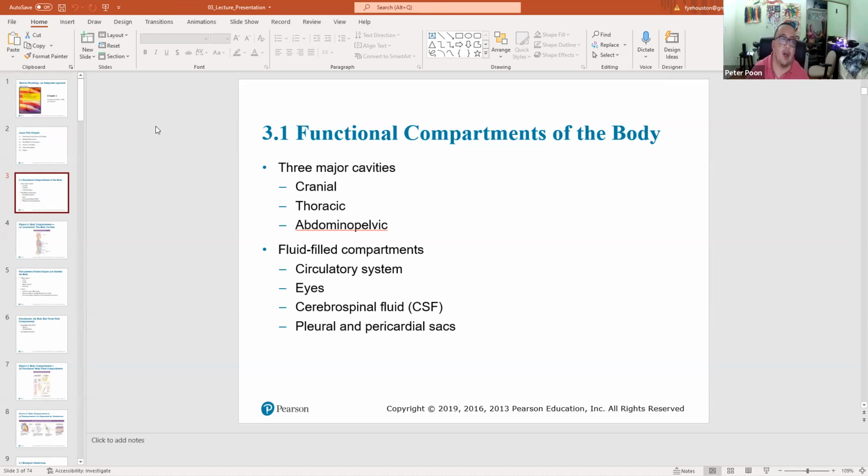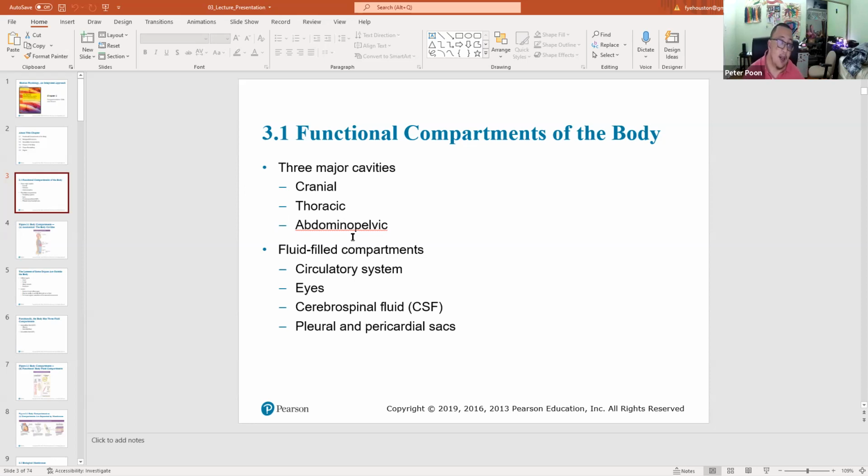So the three major cavities of the body. The posterior cavity is basically called the cranial cavity. We don't really deal with the spinal cord very much. The ventral body cavity, the one in front, is actually subdivided into two, the thoracic cavity and the abdominal pelvic, because they don't really interact with each other very much. So thoracic cavity on top, abdominal pelvic on the bottom.